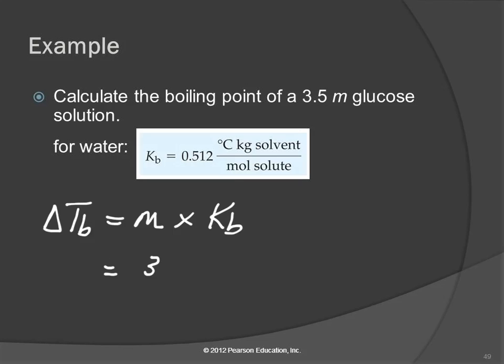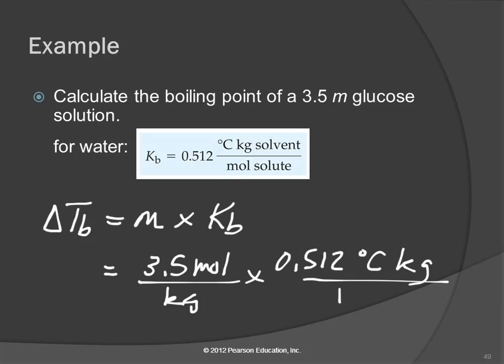The molality is 3.5 moles per kilogram. And we're given Kb, 0.512 degrees Celsius kilograms per mole. So 3.5 times 0.512. This should have, again, 2 sig figs. So the change in boiling point equals 1.8 degrees Celsius.